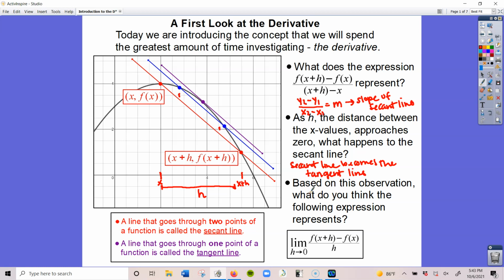So based on this observation, what do you think the following expression represents? And this is the limit as h approaches 0 of f of x plus h minus f of x all over h. Now, this looks like this, except in the denominator we only have h. And that's because we do x plus h minus x, the x's would cancel, and in the denominator we would just have h. But here we're adding on this limit. So the limit as h is approaching 0, that is this, the tangent line. So what this represents is the slope of the tangent line.